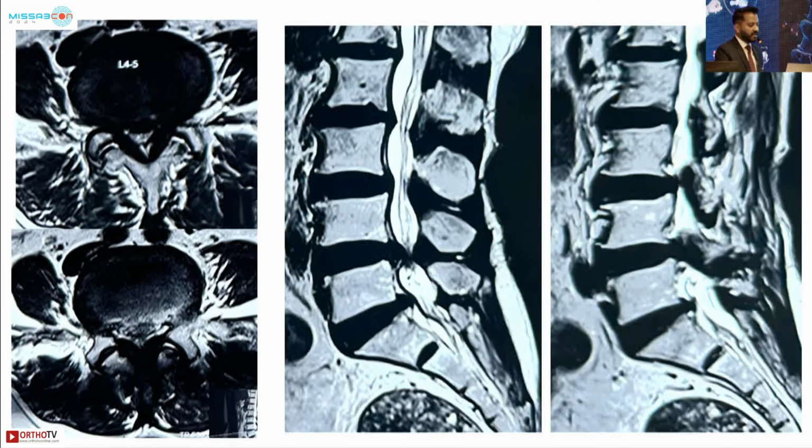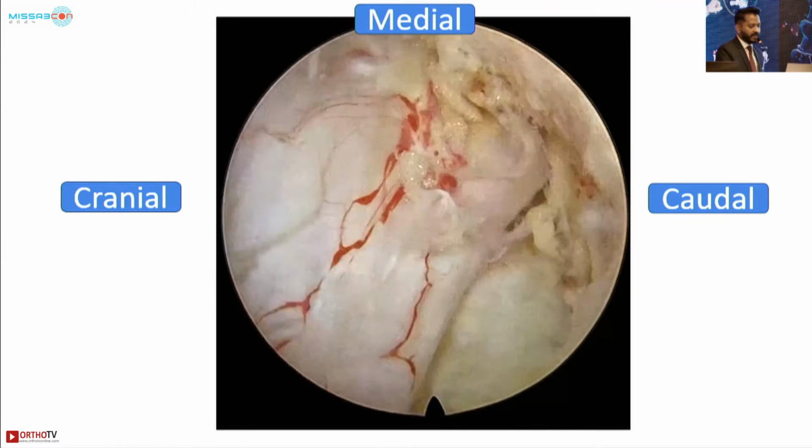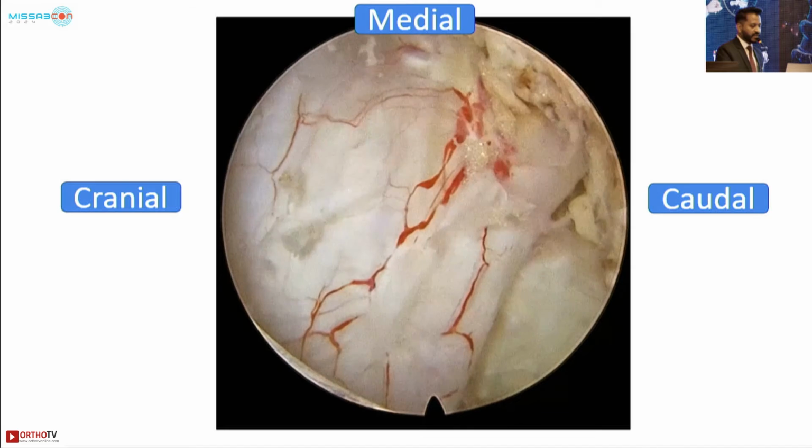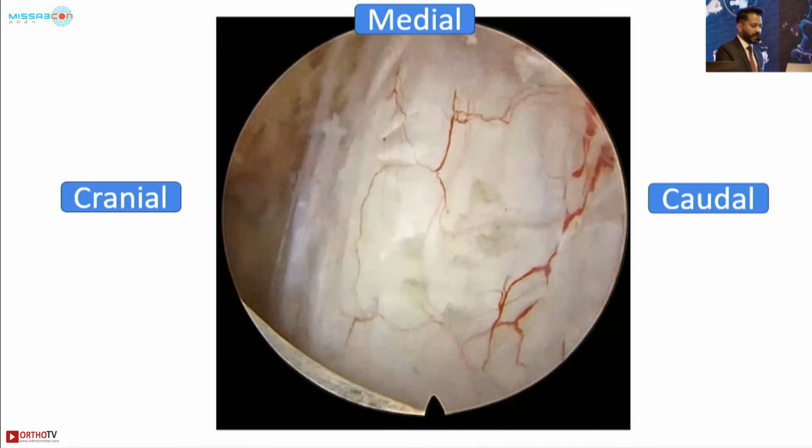So this was the old lady with the severe stenosis. In this particular case, you can see the major part of the stenosis is contributed by the ligamentum flavum. Again, the plan in this case would be going contralateral as well as ipsilateral. So I did the stenosis decompression. In this case, you can see the completely decompressed both traversing nerve roots.